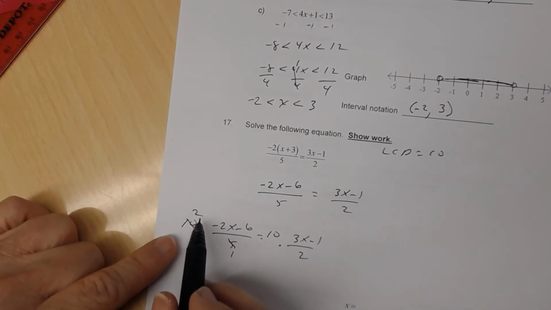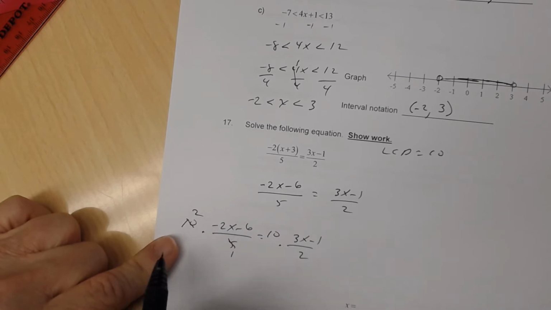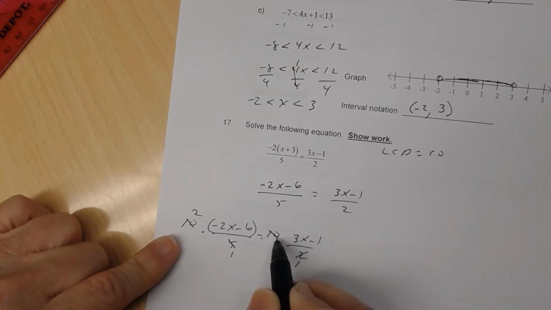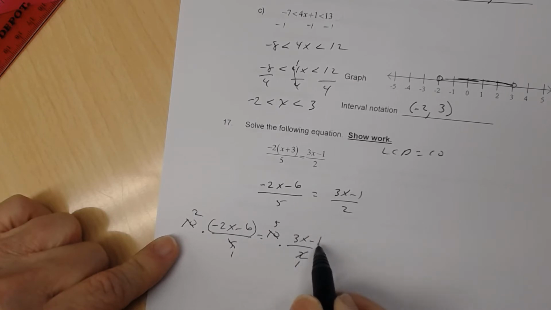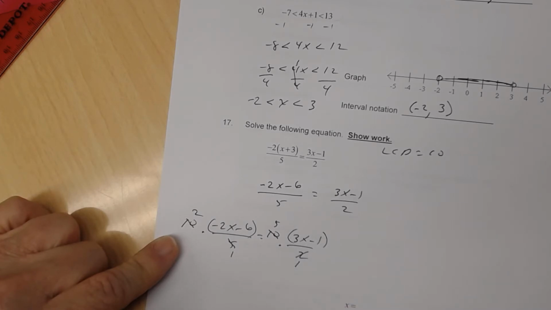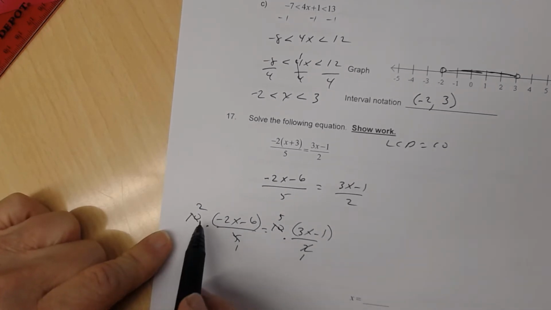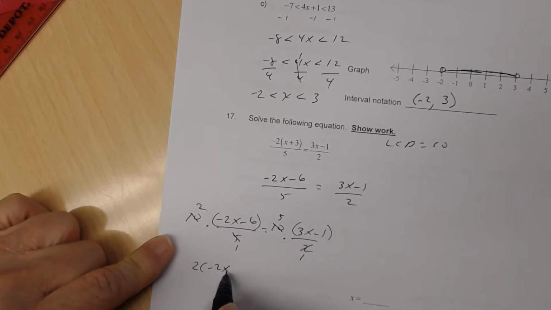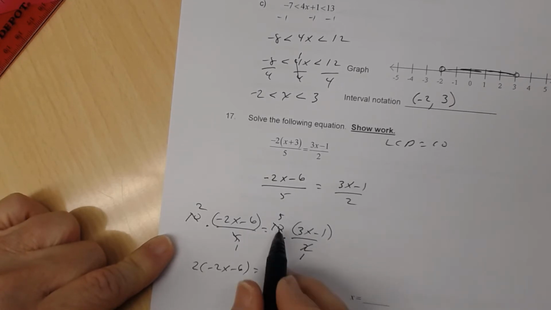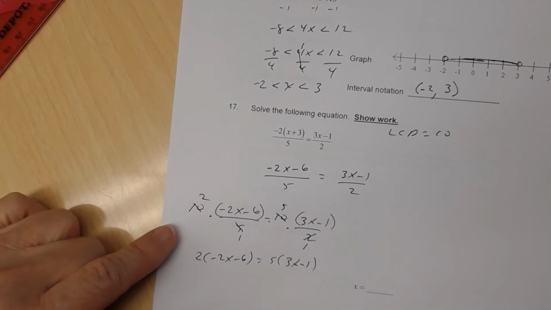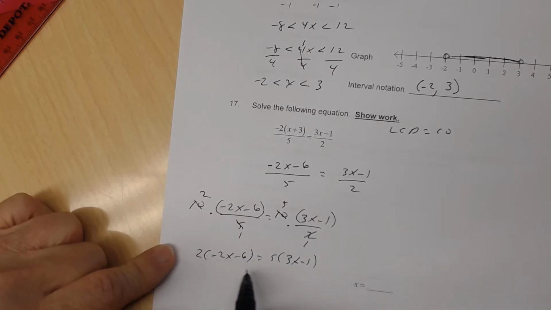Now you got to be careful because all of this has to be multiplied by 2. So put that in parentheses. 2 divided by 2 is 1, 2 divided by 10 is 5, and every term in the numerator has to be multiplied by 5, so put that in parentheses. So what you have so far is this. You have 2 times negative 2x minus 6 equal 5 times 3x minus 1. That's what you have. Alright, so the next thing you're going to do is use the distributive property.